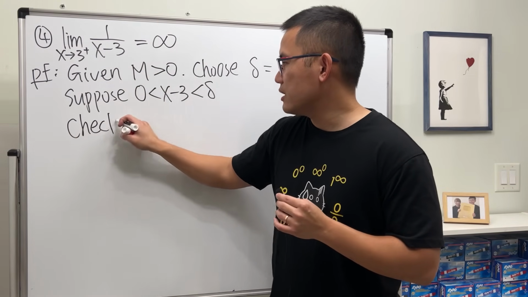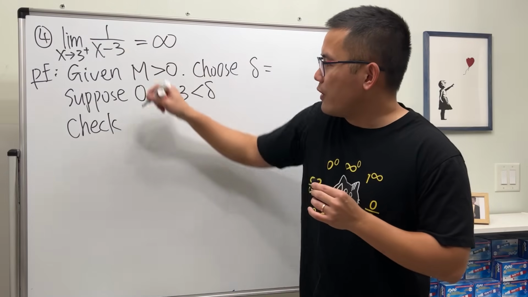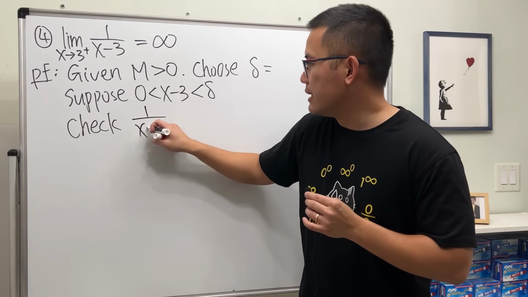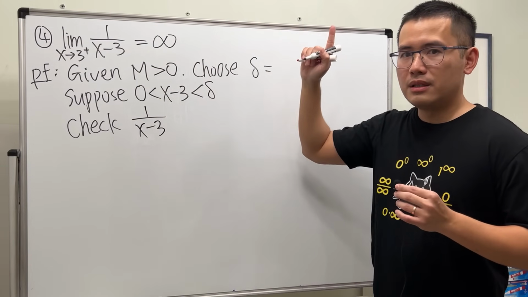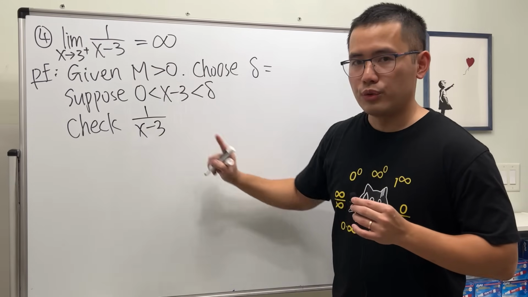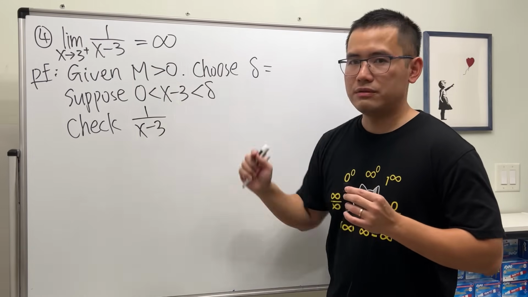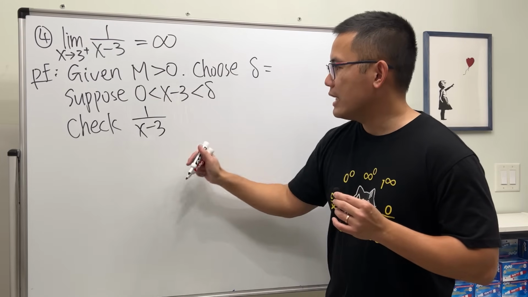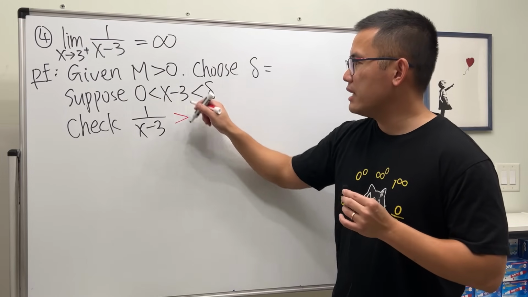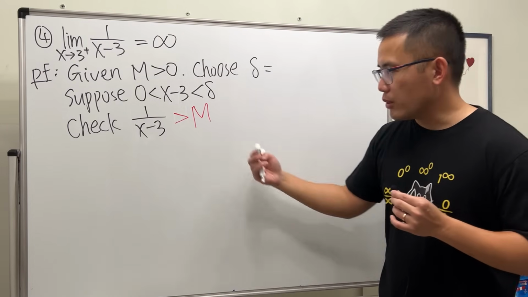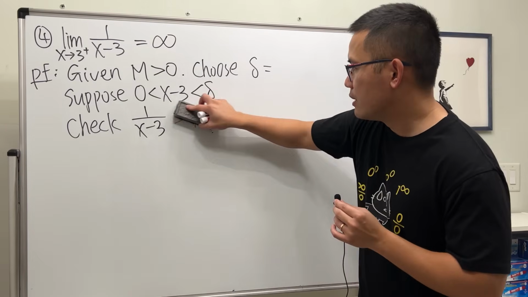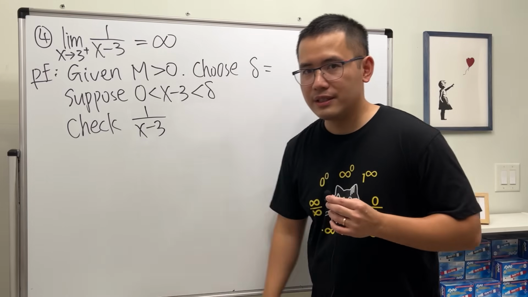So let's check it does happen. Our function is 1 over x minus 3. We want it to be going up and up and up. And you don't need absolute value. Going up is positive, so you want to have this. We want to show that this right here is bigger than our capital N that we said earlier. But I don't know yet. I cannot put that down. So let me erase.